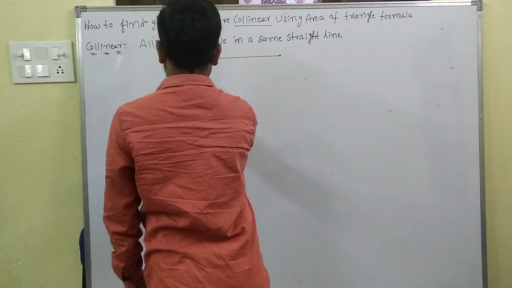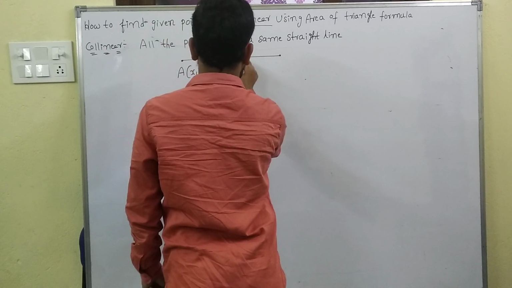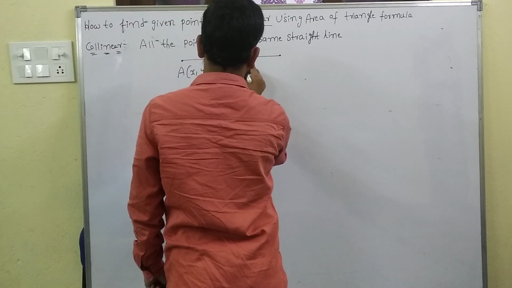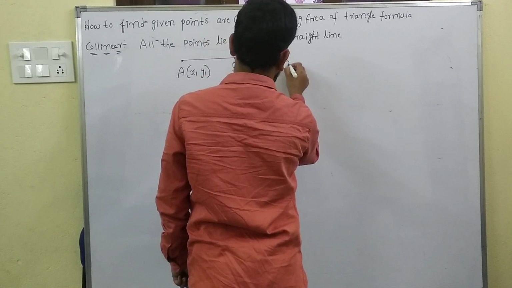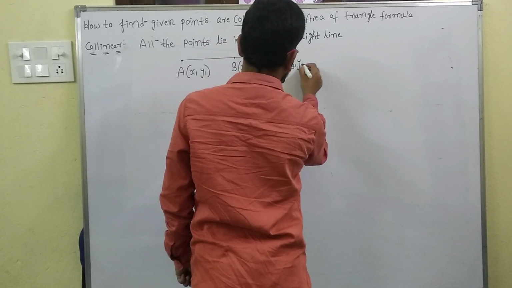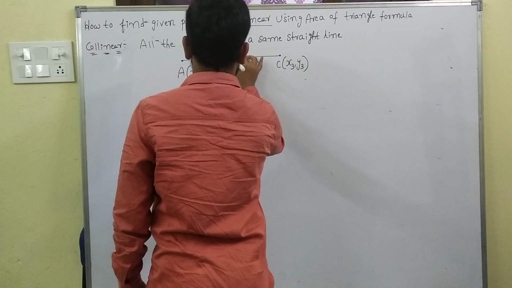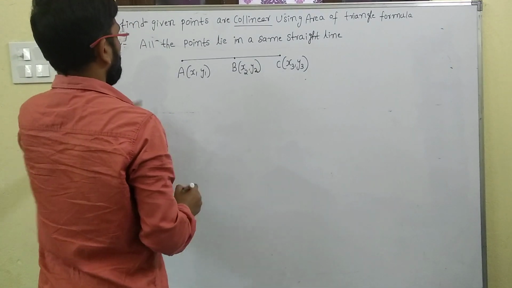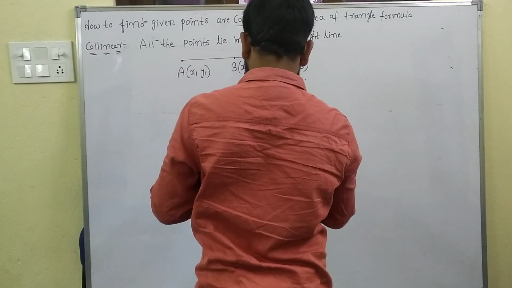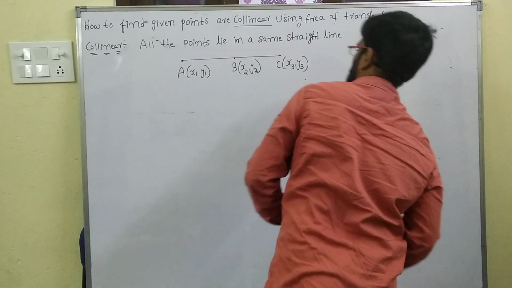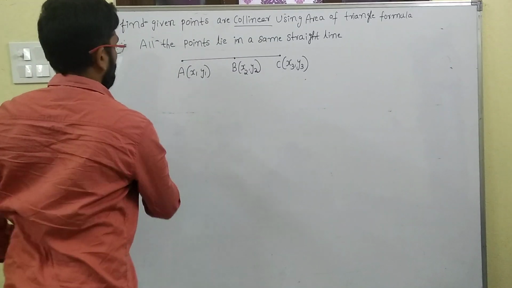Point A is x1, y1. Point B is x2, y2. The point C is x3, y3. So all the points lie in the same straight line. That is called collinear. So by using the area of triangle, how to find whether the given points are collinear.